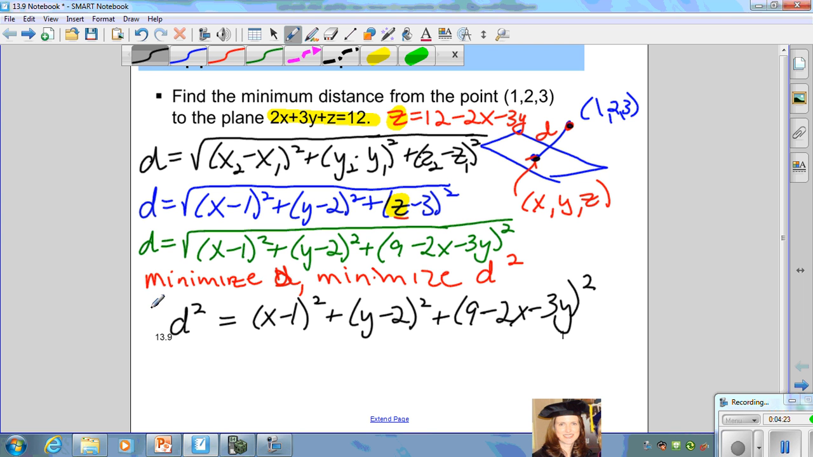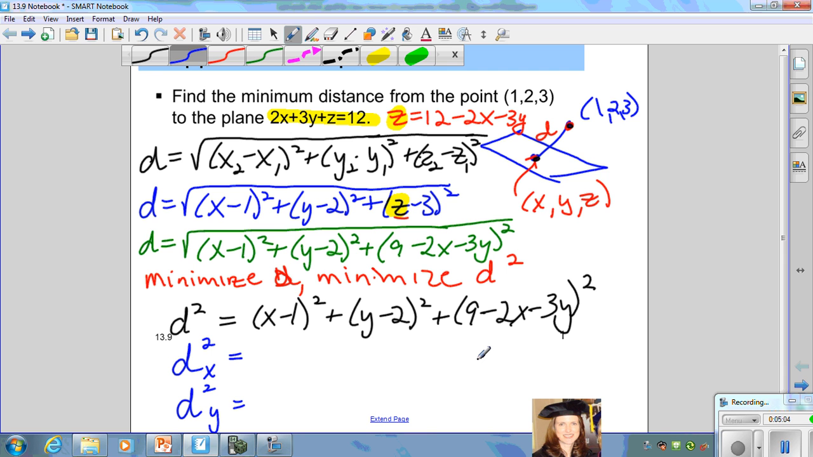So now we have a function of 2 variables, and we want to use the second partials test. We want to take the partial derivative of this d squared function with respect to x, and then we want to take the partial derivative of this d squared function with respect to y. You can go ahead and try this one on your own, pause the video, and then come back. When you're finished, we're going to set those equal to 0 to find our critical points.